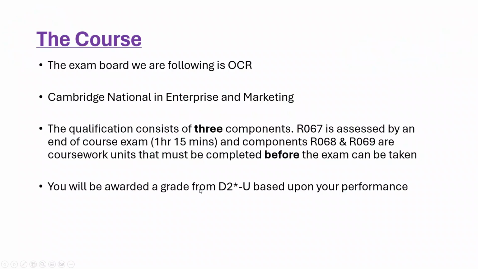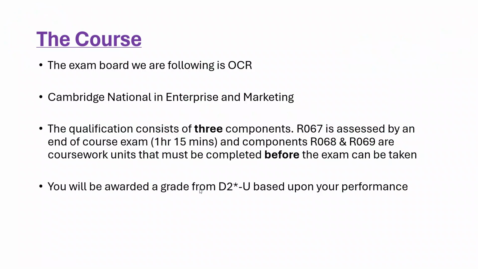The exam board that we follow is OCR, and the overall qualification is called the Cambridge National Enterprise and Marketing. It's our business related qualification. The qualification consists of three components. R067 is assessed by an end of course exam, which is an hour and 15 minutes and is studied at the end of year 11.